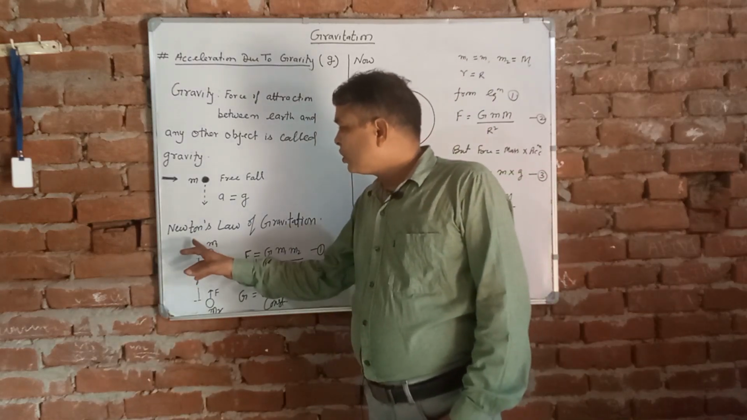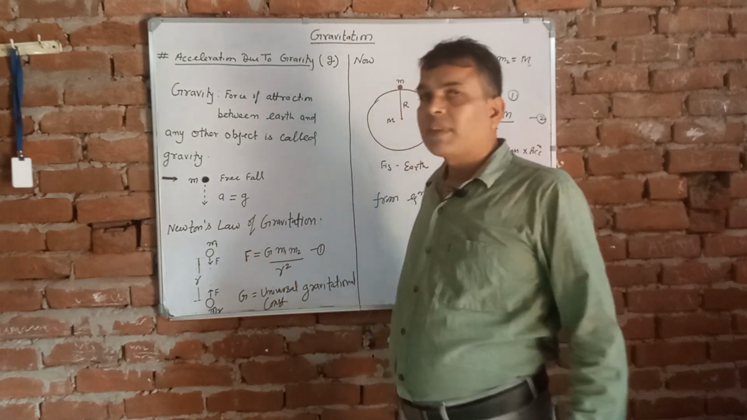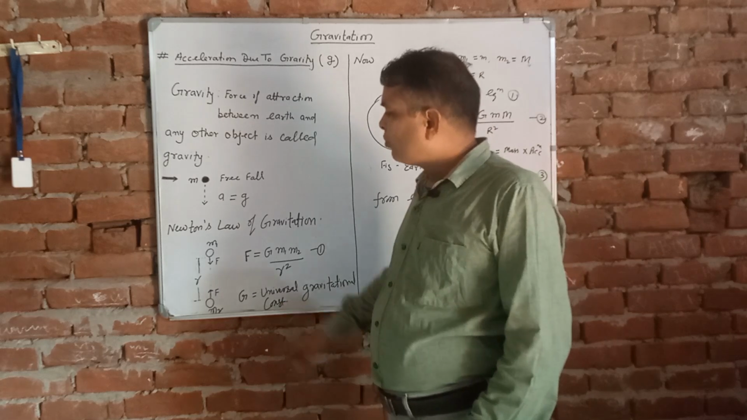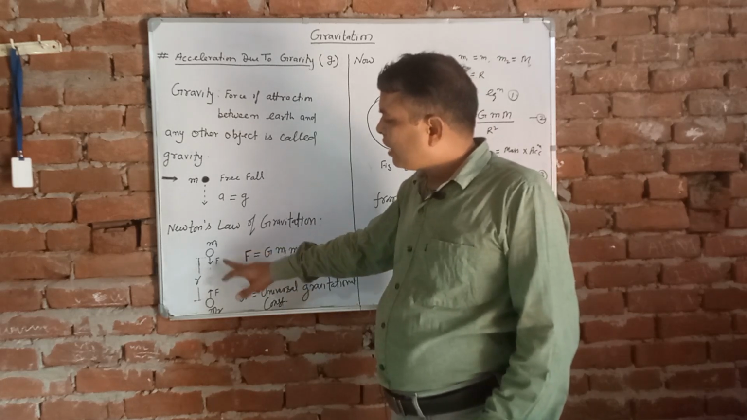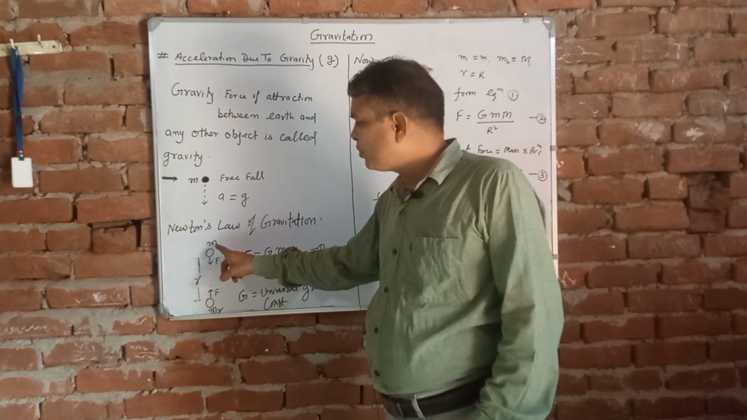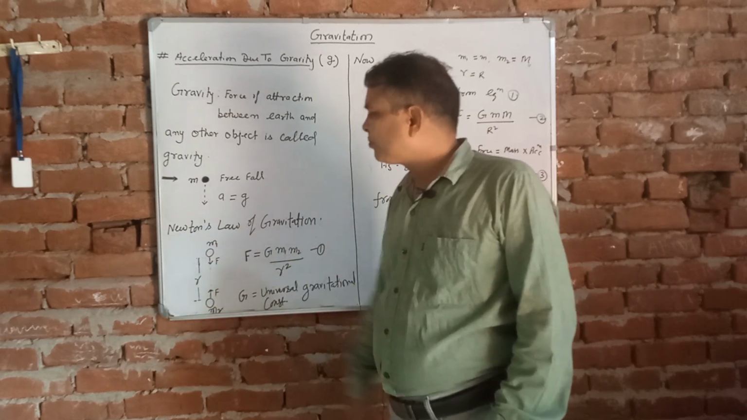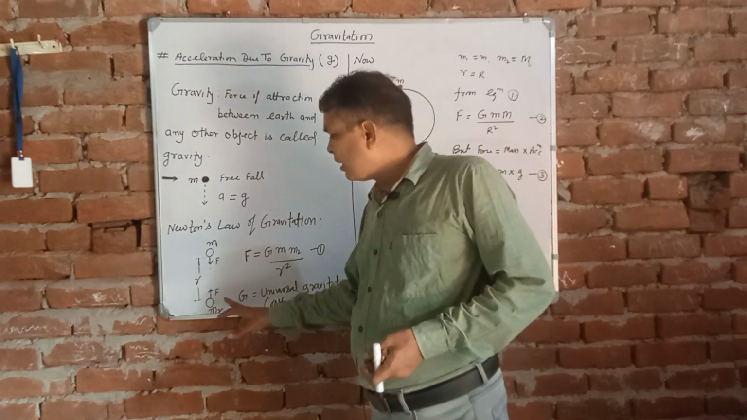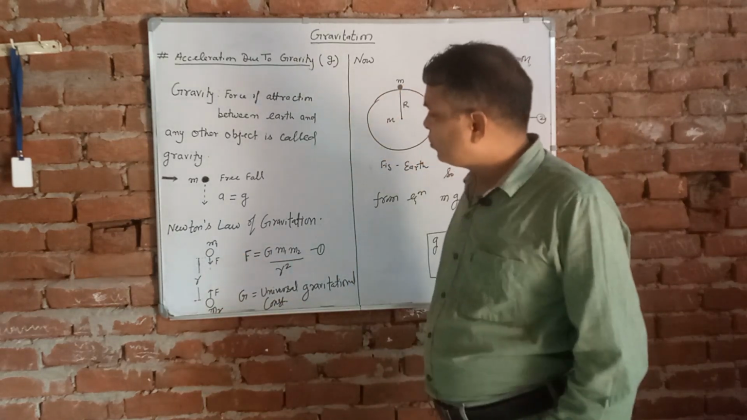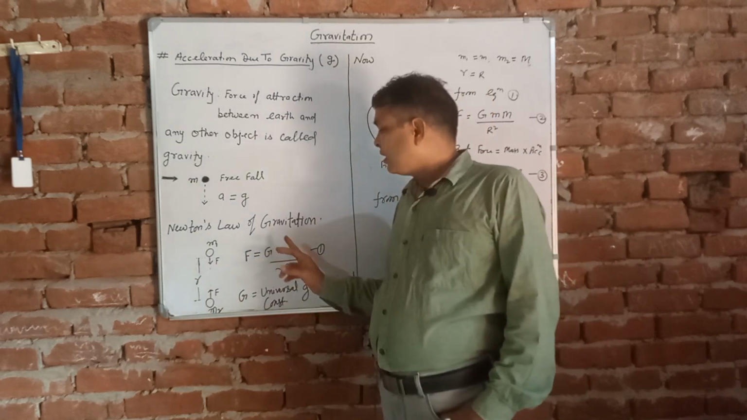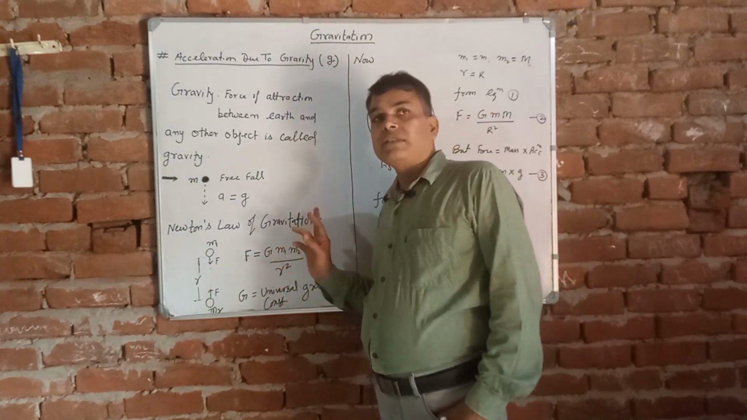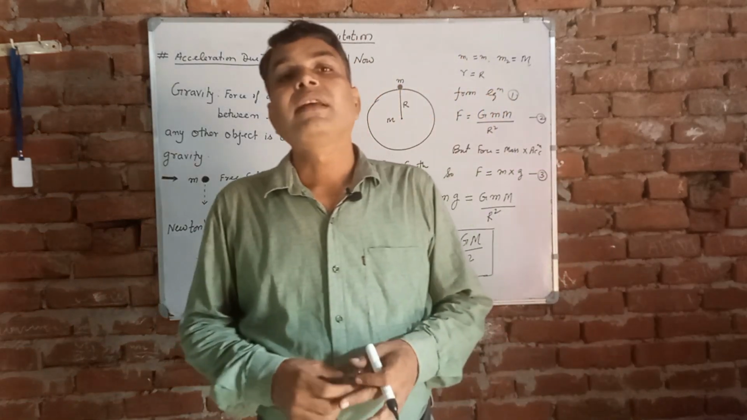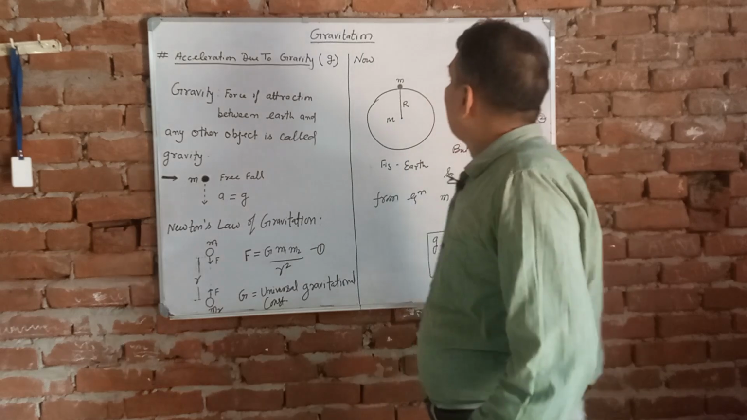One more term is Newton's law of gravitation. What is Newton's law of gravitation? Suppose there are two bodies of mass m1 and m2, and the distance between m1 and m2 is r. Then the force of attraction between the two bodies is given by F equal to G m1 m2 by r square. What is G? G is the universal gravitational constant.